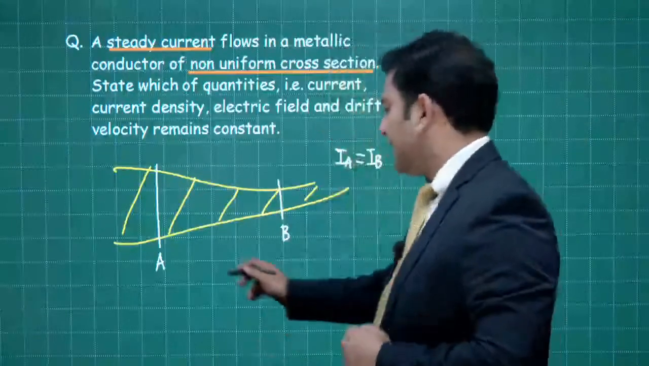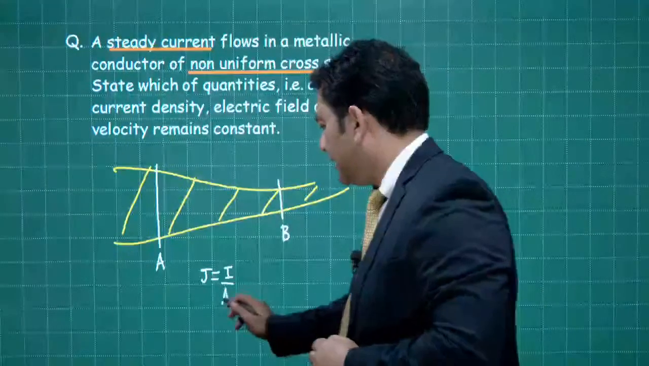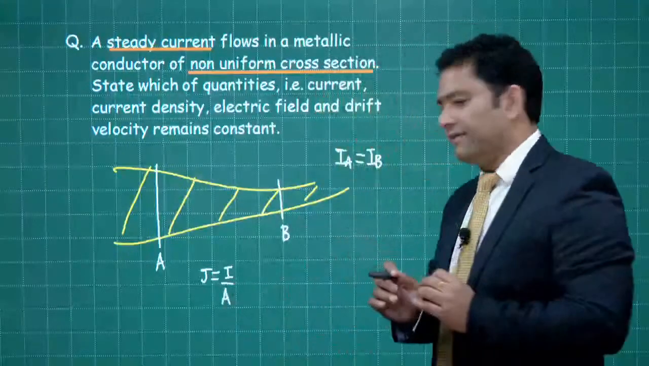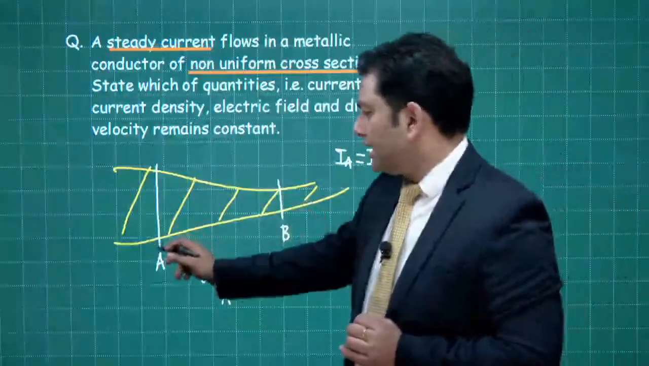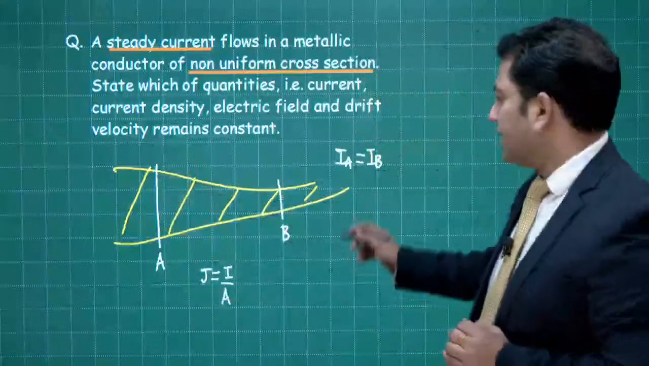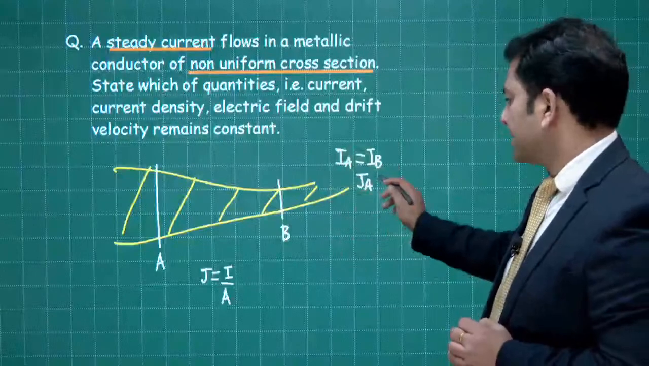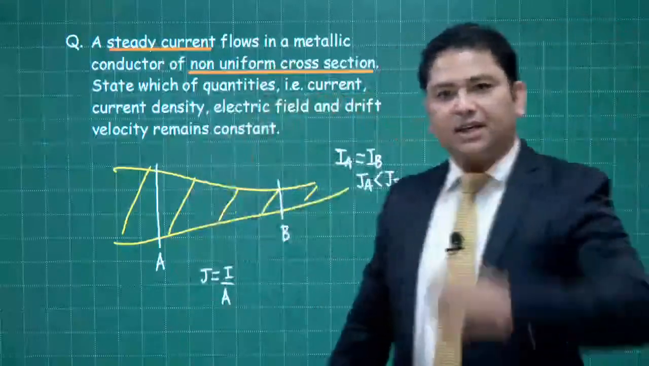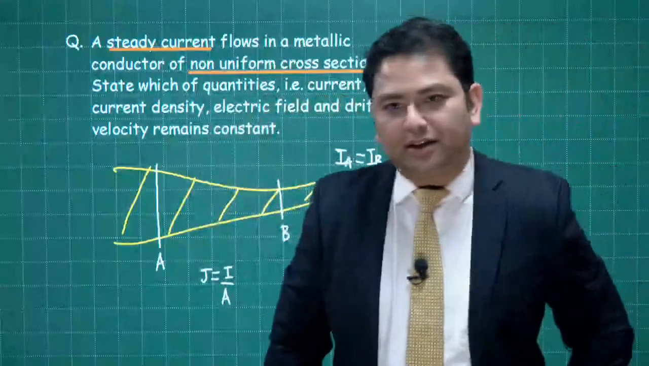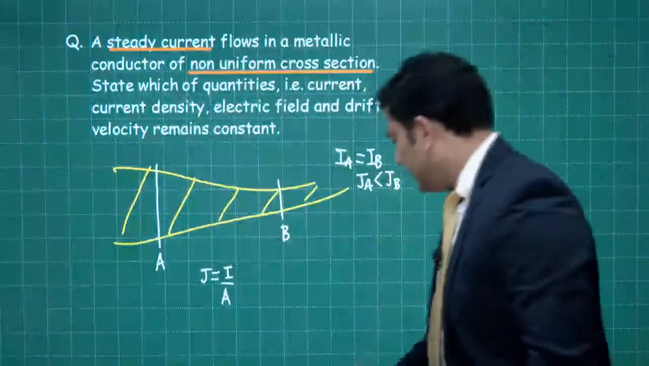Current density, that J is I divided by A. Now because I have the same current here and here, but the area here is greater, J at A would be lesser, and here, because it only asks whether it changes or not, I'm getting the right answer. Yes, current constant, current density changes. Perfect.